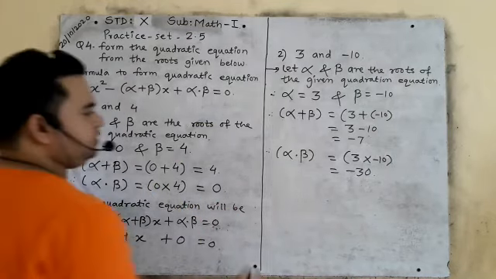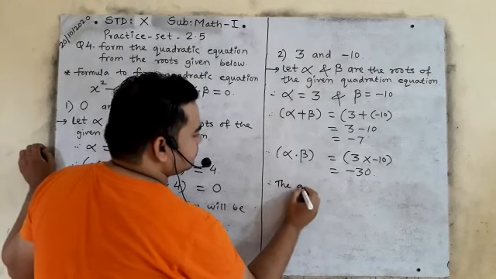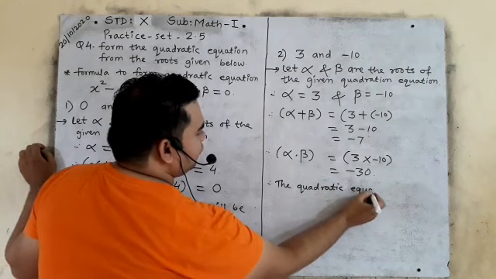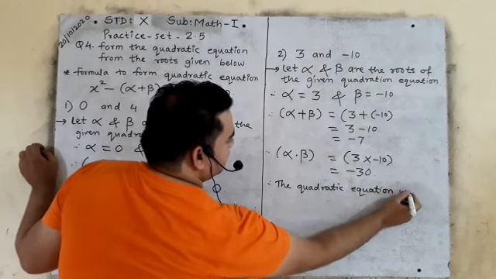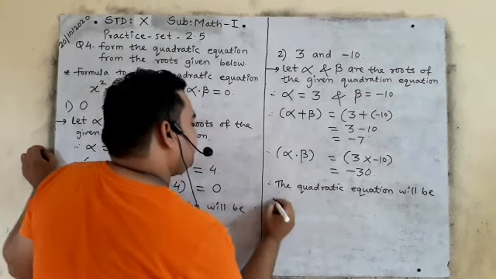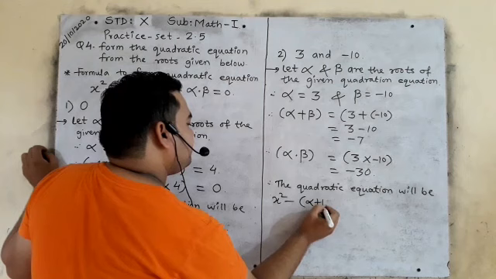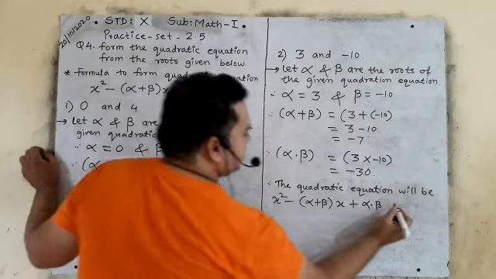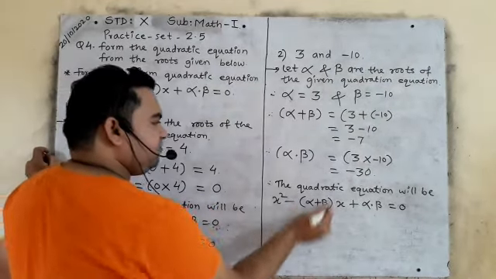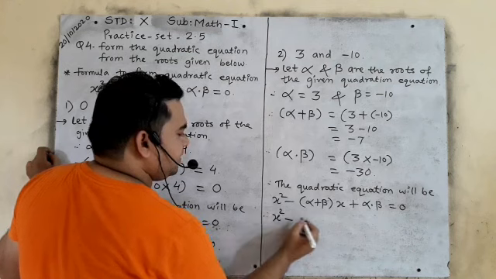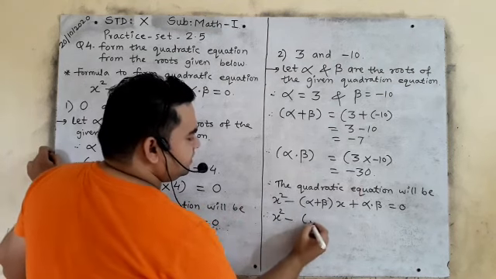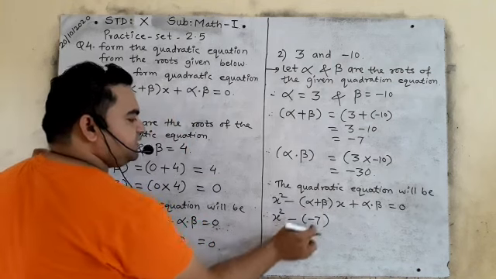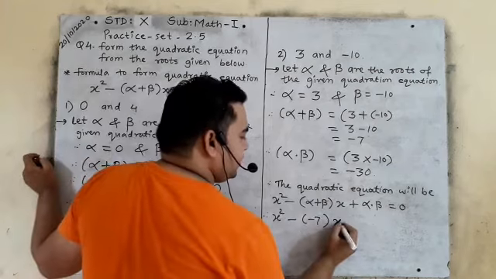The quadratic equation will be, what is the formula? x square minus alpha plus beta x plus alpha into beta equals 0. Now write the values. Therefore x square minus the sum of the two roots, which is minus 7. Be careful, this is the minus of the formula. Alpha plus beta is minus 7, so this will change.